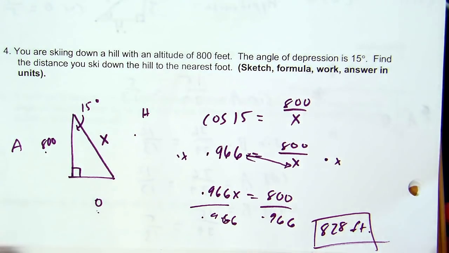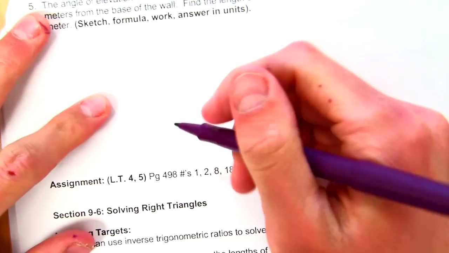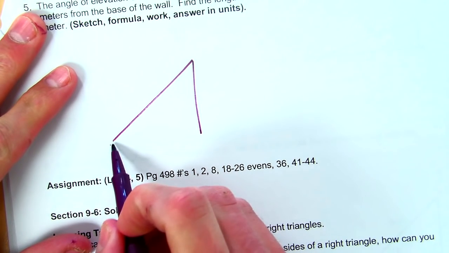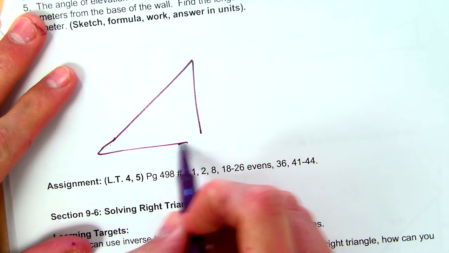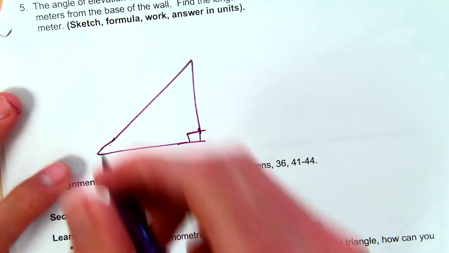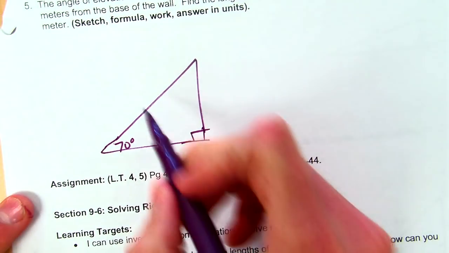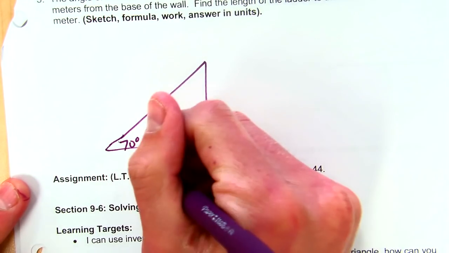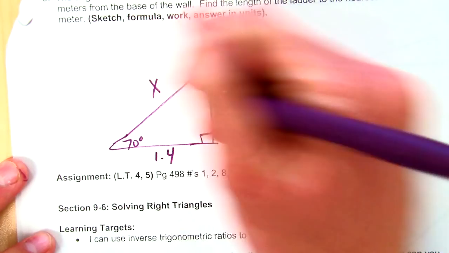And one more example, and then we will be done. The angle of elevation of a ladder leaning up against a wall is 70 degrees. Okay, so you got a ladder leaning up against a wall. I was going to try to make this 70 degrees, but it's certainly not, so not drawn to scale. So that's 70 degrees right there. We'll pretend. Here's the ladder. The base of the ladder is 1.4 meters from the base of the wall, so that's 1.4 right there. Find the length of the ladder to the nearest meter.